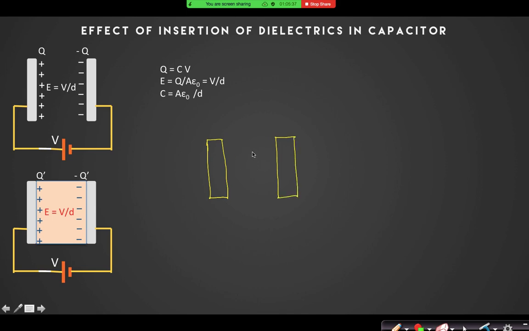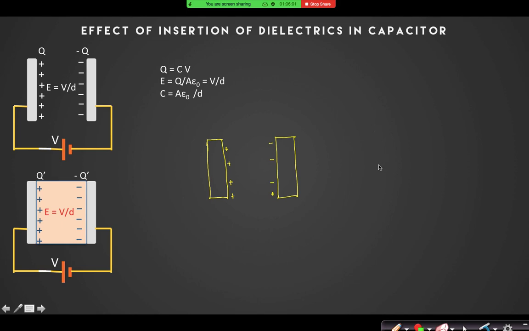Suppose this is a capacitor. So what was the question? The question is that if I insert a dielectric, what will be the value of the electric field in between them? Is it again V by D, or is it going to change? Change, sir. It will decrease because of the induced field. No, sir, it will remain the same.